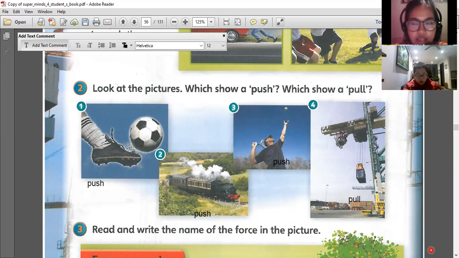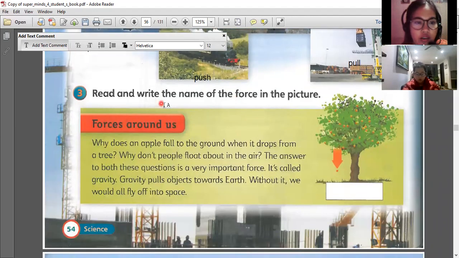All right. So these are the things that you can commonly see in daily activities. So for example, when you do like this, what does it mean? What's this? It's forces. Yeah, forces. Okay, so when you do like this, that's a push. And when you do like this, it's a pull.